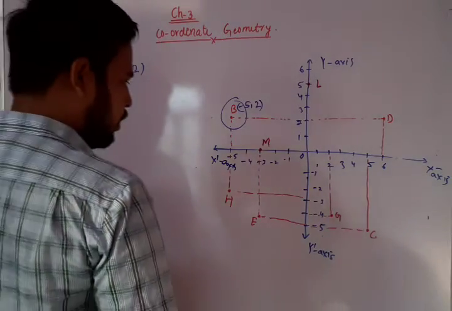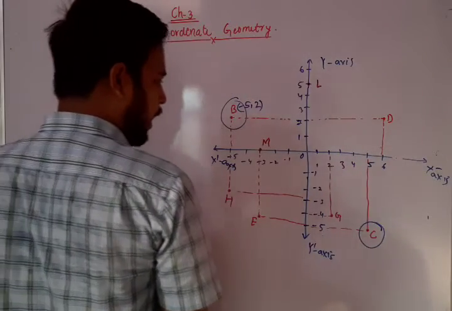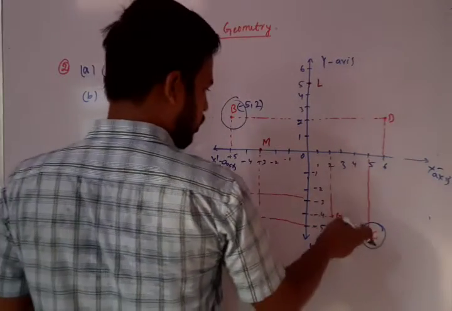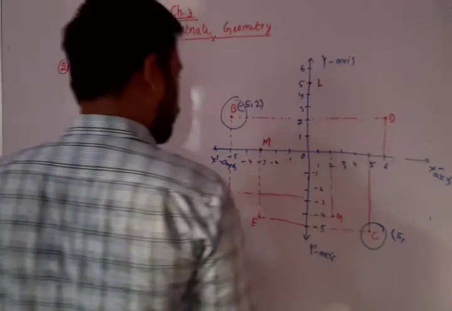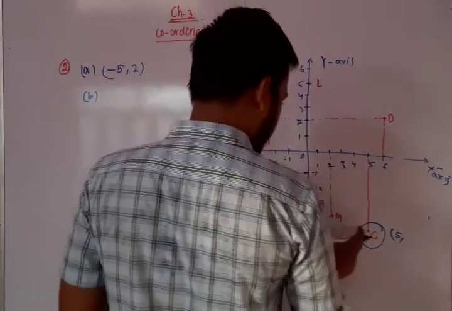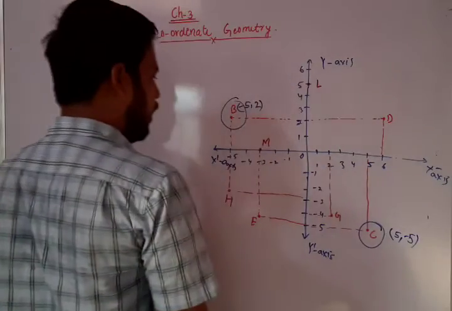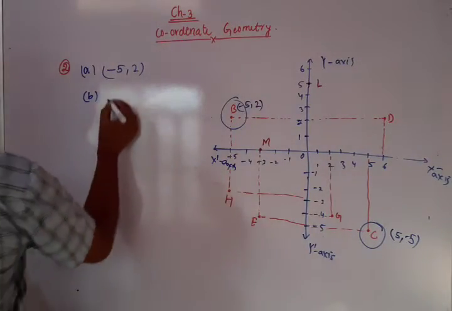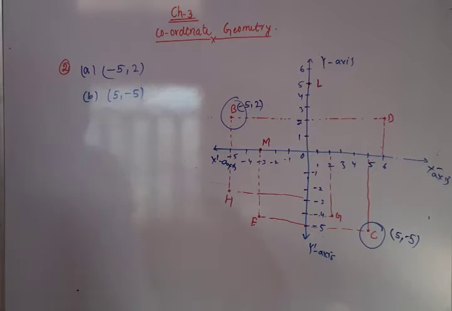Where is C? C is here. What will be the coordinate? First we will write x. So x, see here, x is 5. The value of x is 5, and on the y axis again it is -5. So the coordinate of C will be (5, -5). (5, -5) is the coordinate of C.